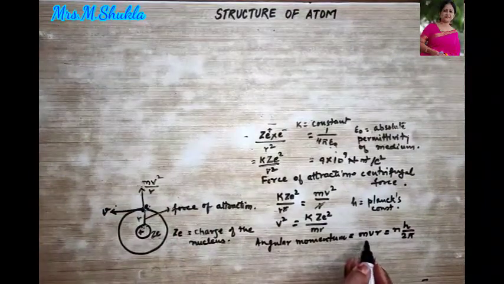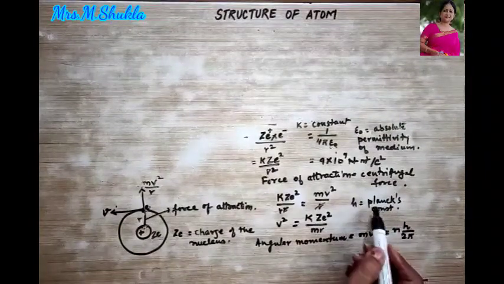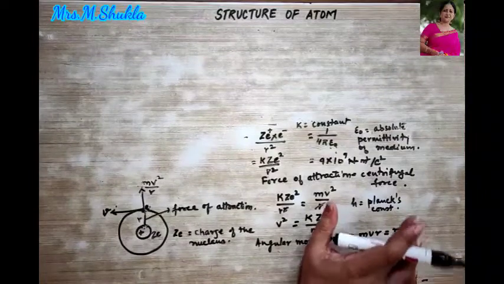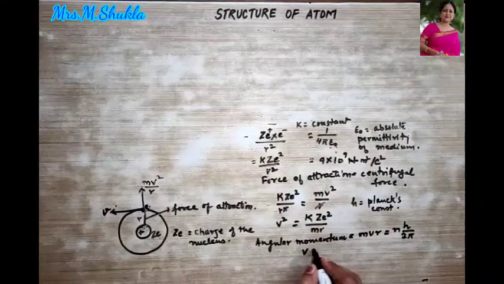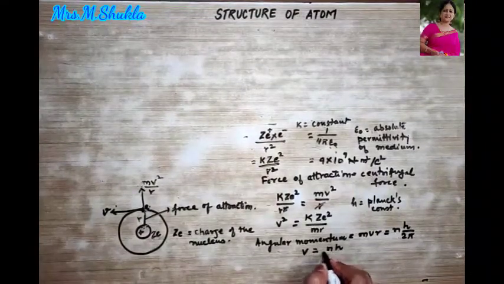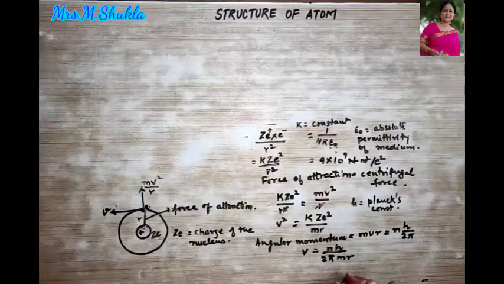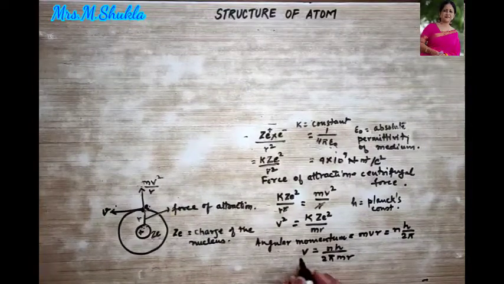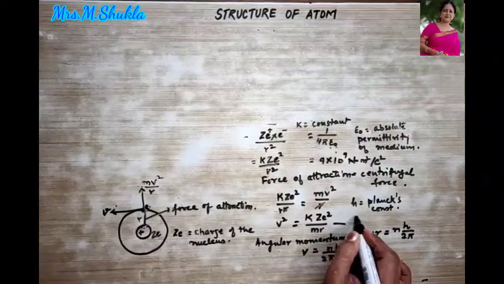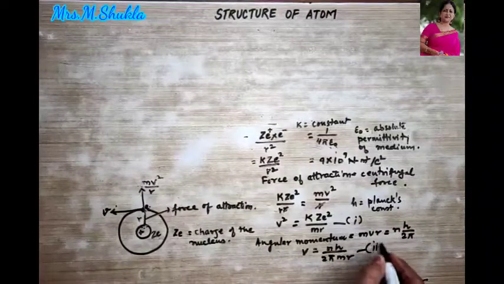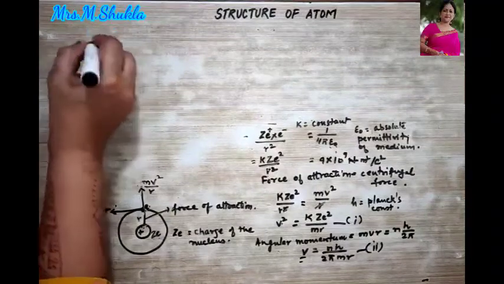So angular momentum is equal to mvr, which is equal to nh upon 2 pi, and I told you what h is. H is your Planck's constant, which also has a set formula. So what will be v over here now? V will be equal to nh upon 2 pi mr. Now we put the value of this v in the first equation, that is over here. This is your first equation and this is your second equation. We place this value over here. So putting the value over here, what do we get? I'm writing it down over here.